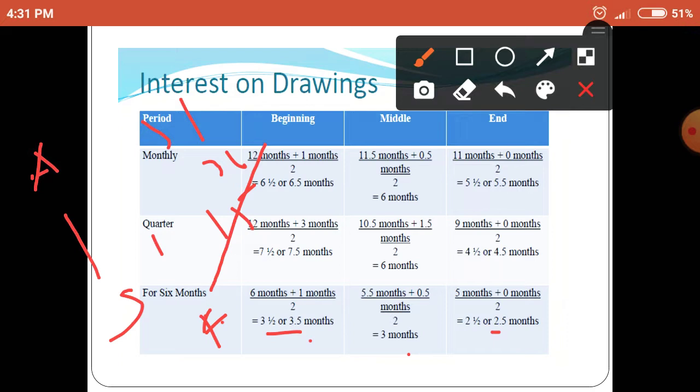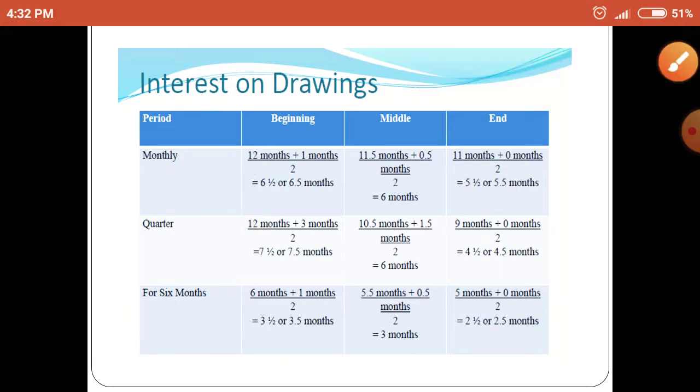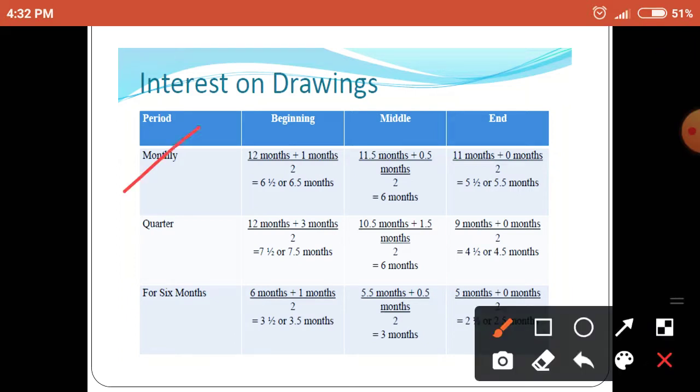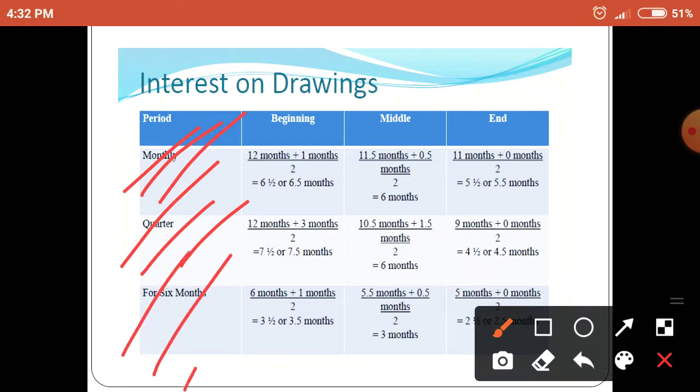So these are the formulas we have to apply while calculating interest on drawing under the average period method. The standard formula is: interest on drawing is equal to total drawing into rate of interest into average period. And the average period you have to consider according to this table only: beginning, middle and end of each month; beginning, middle and end of each quarter; beginning, middle and end of 6 months.